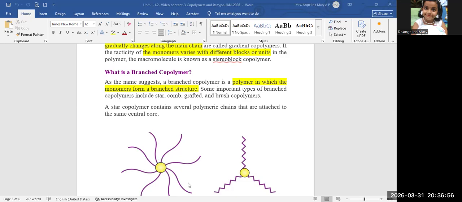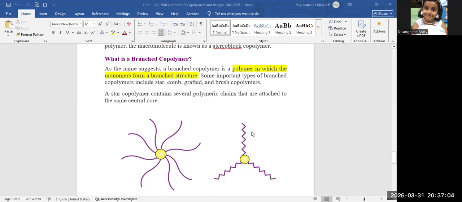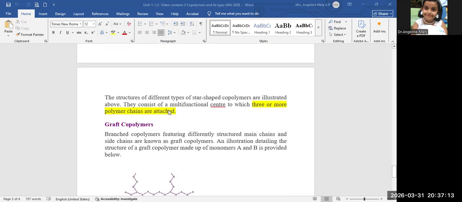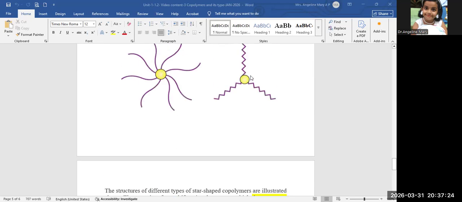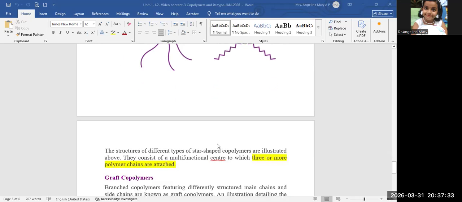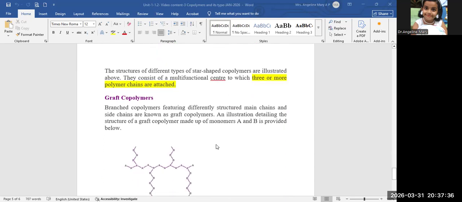These are the sub-classifications of branched polymers. Several polymeric chains are attached, and that is called a branched copolymer. These are the branching carbon atoms present. The different types of star-shaped copolymers are illustrated above, consisting of a multifunctional center to which 3 or more polymer chains are attached. In these examples, we can see only one core. In some other cases, if 2 or more cores are attached, it forms branched polymers.